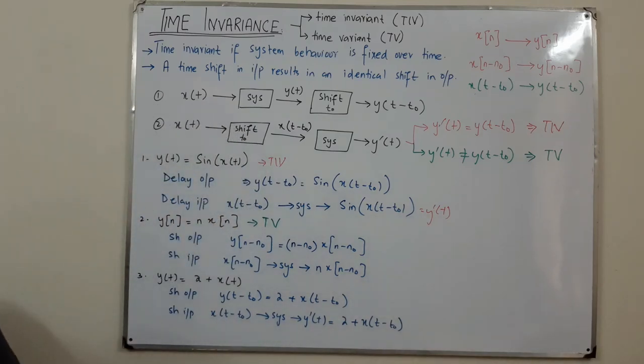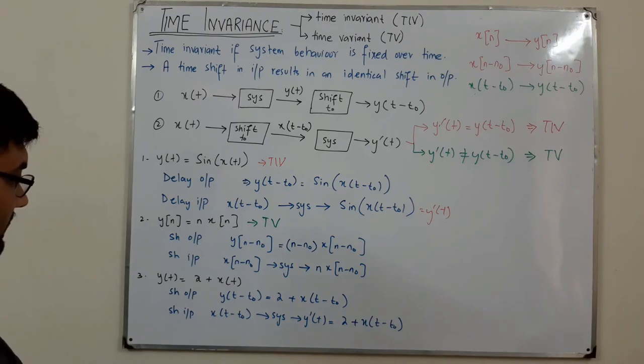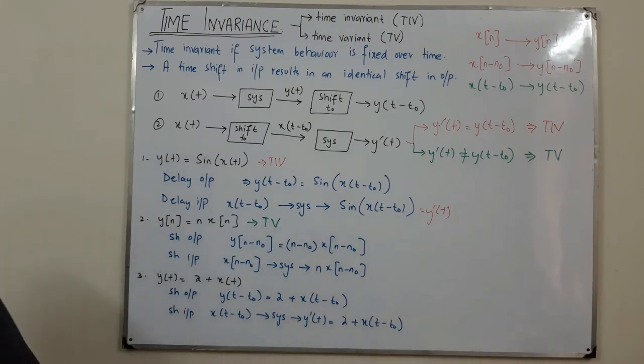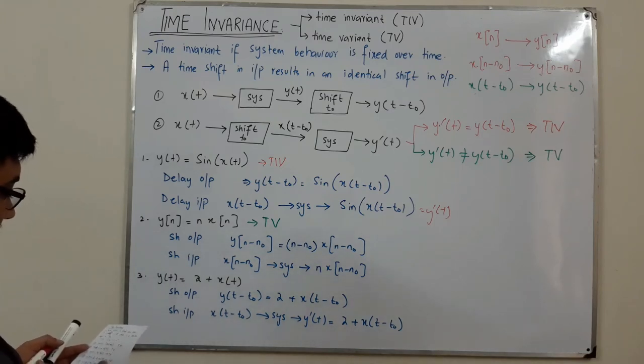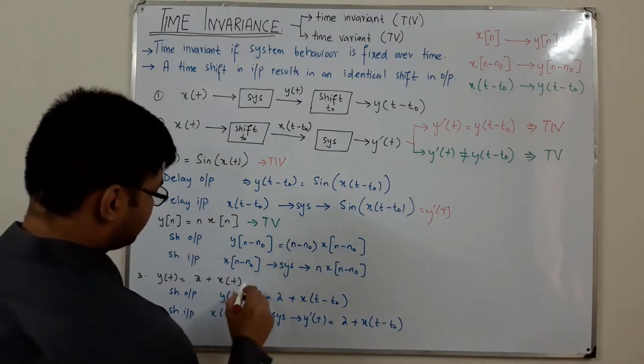Isn't it so? So this would be a time invariant system, because the two are equal, right? But I've written it to be time variant. Why is that? Two plus x of t, so this is a time invariant system, right? Yes, over here I've written it wrong. This is a time invariant system.